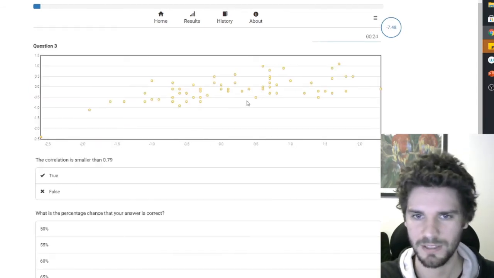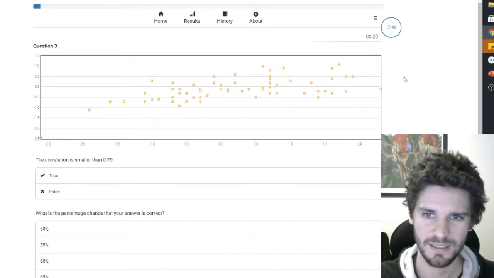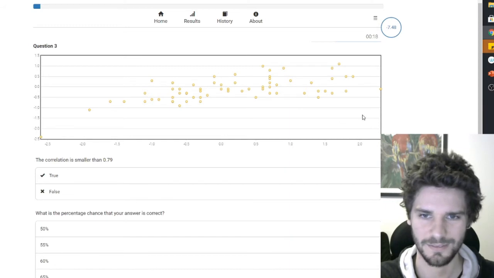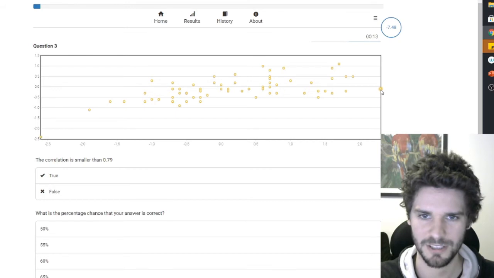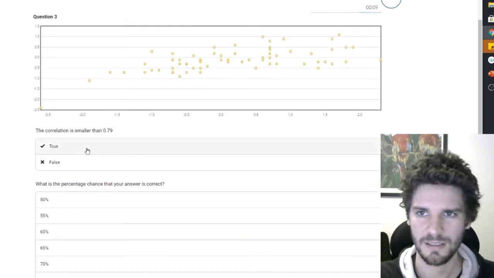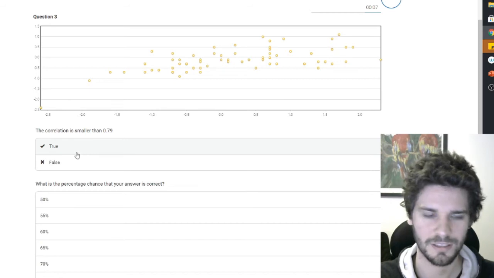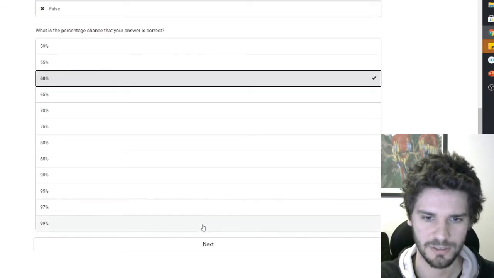Right, smaller than 0.79. It's fairly scattered. It looks a little like a quadratic with loads of noise, like a negative quadratic with loads of noise added actually. Maybe I'm anchoring too much on that point. I'm pretty unsure about this. So, oh, I don't have long left. Yeah, I think it is smaller, but I'm not very sure.